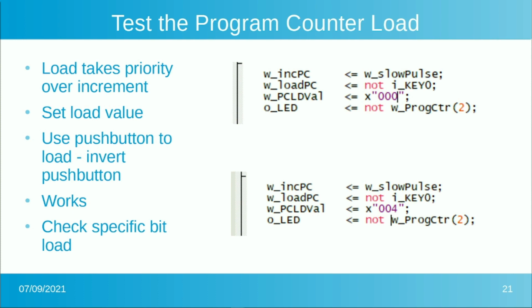Again, note the program counter that we set up, the load will take priority over the increment. So if we want to play with the load function, let's just hook that up to the key, and load the PC value with 0.